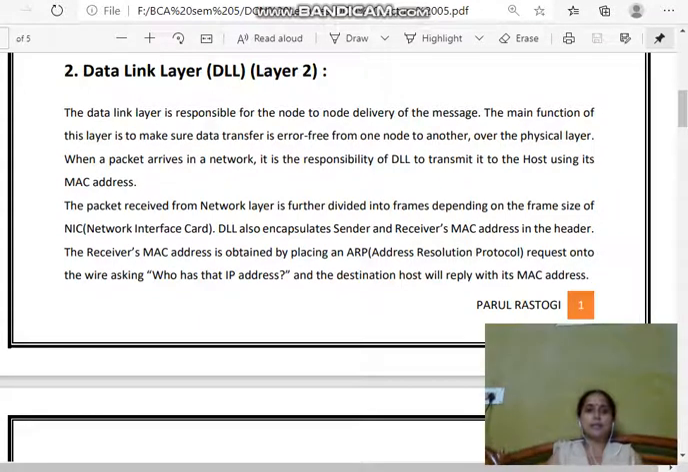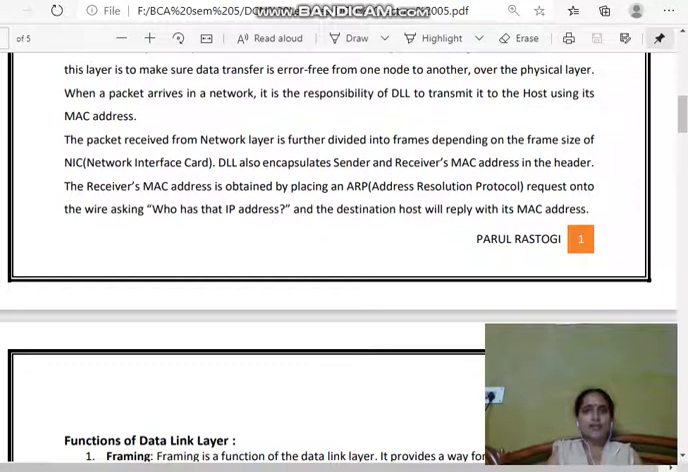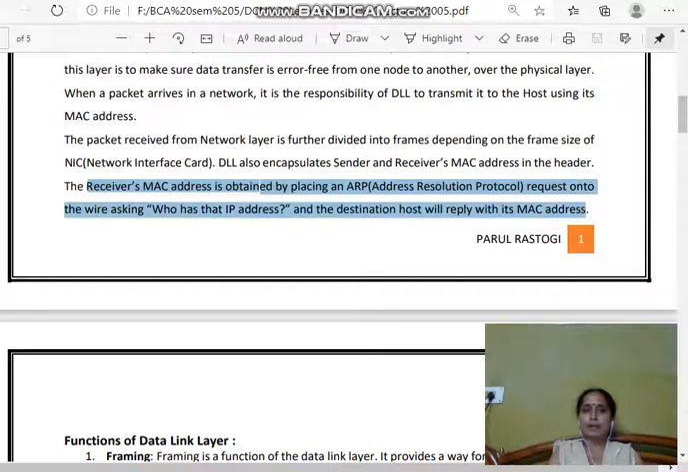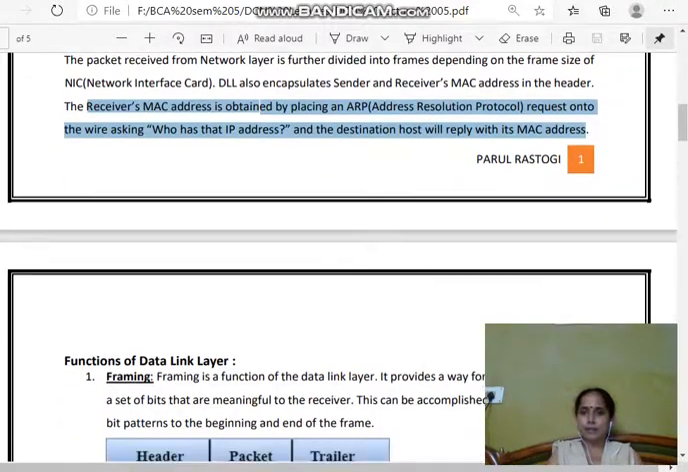Now in this layer we revise that we left at this point: the responsibility of the DLL is to transmit it to the host using its MAC address. We had a lot of discussion regarding what a MAC address is. The packets received from the network layer are divided into frames depending on the frame size of the NIC, and the DLL also encapsulates the sender and receiver MAC addresses in the header. The receiver's MAC address is obtained by placing an ARP, that is Address Resolution Protocol, request onto the wire asking who has that IP address, and the destination host will reply with its MAC address.